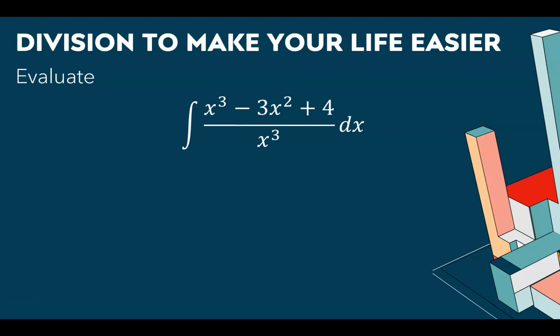X cubed divided by x cubed is 1. 3x squared over x cubed is 3 over x. And 4 over x cubed is 4 over x cubed. Pretty easy. Now 3 over x, hopefully we're realizing that's going to have an antiderivative of 3 natural log of the absolute value of x. But 4 over x cubed, let's rewrite that so we can use the power rule a little bit easier, because, I don't know, people get confused there.